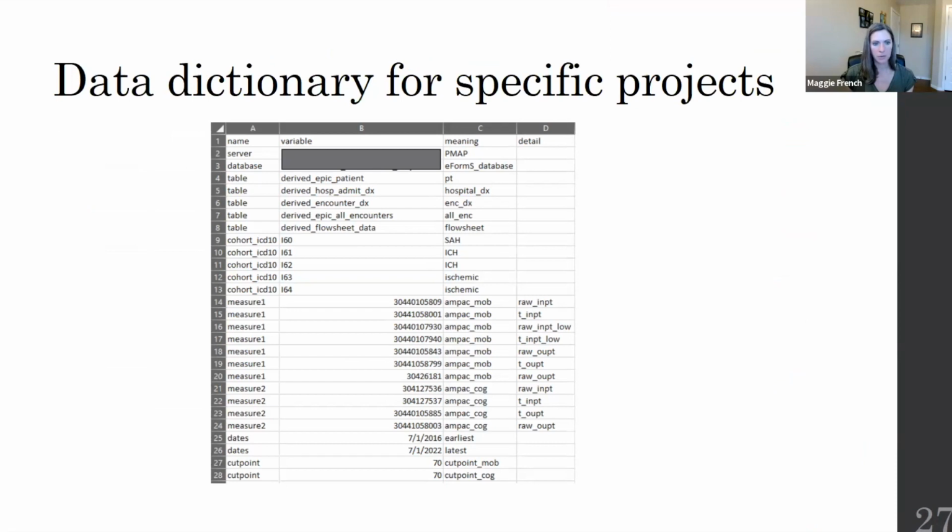And the third type of data dictionary that I want to show is a project specific data dictionary. Every project that we do has a data dictionary that follows this similar format where we specifically label the tables that we use for our data sources.